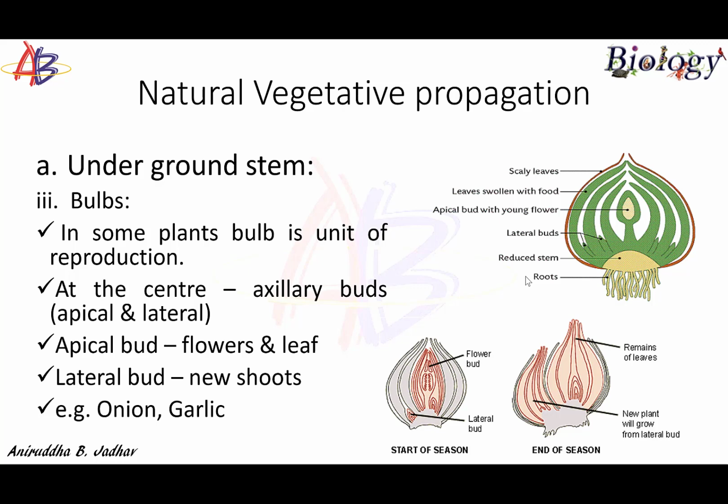Here you can observe this is the reduced stem part, this region, and onto this we can find the apical bud. This is the apical bud, and these are the regions where we can observe the lateral buds developing. The apical bud gives rise to flowers and leaves, while these two lateral buds are going to form new shoots, and gradually as they grow up they will get separated from this, and there will be more plantlets out of it.